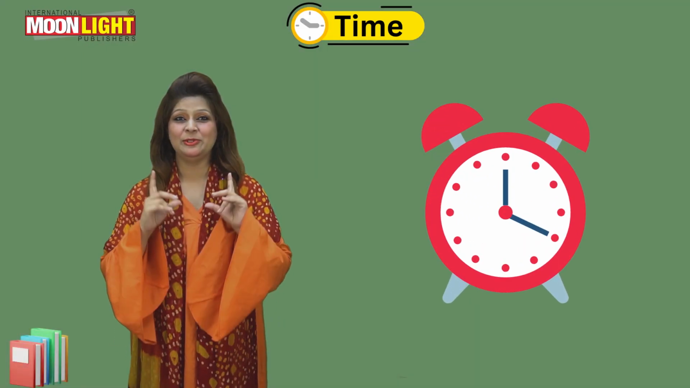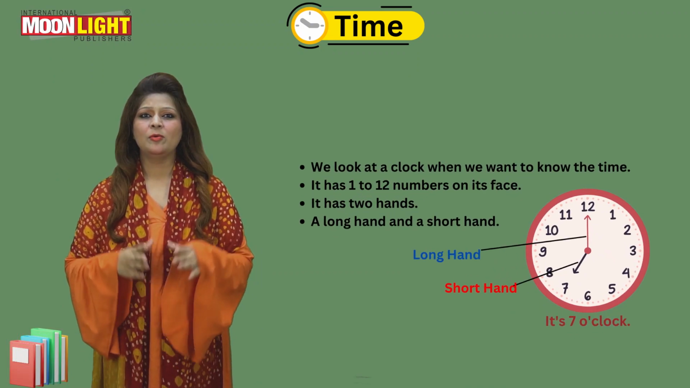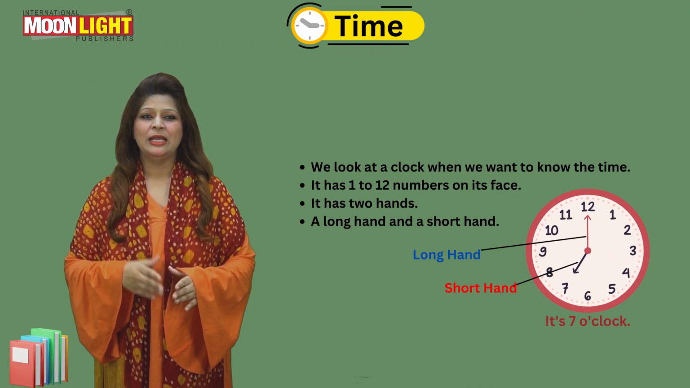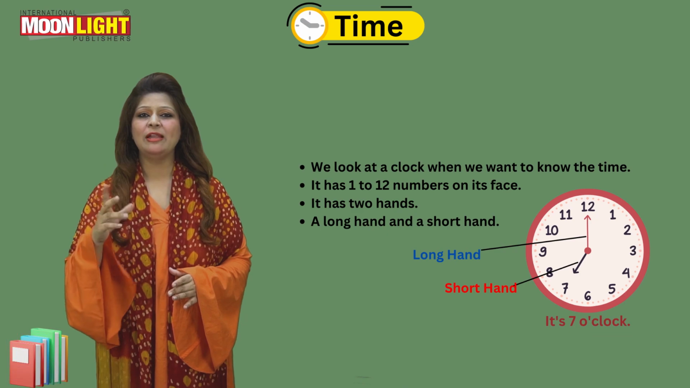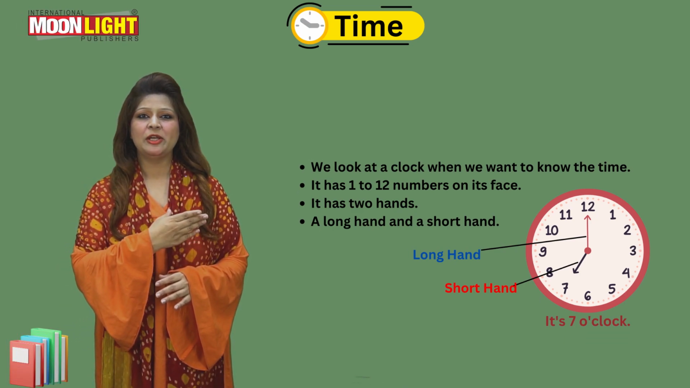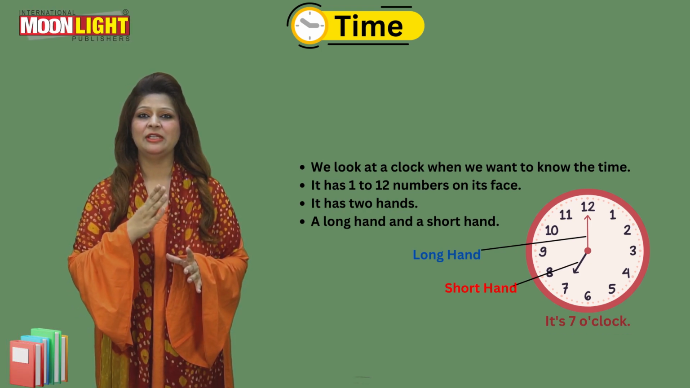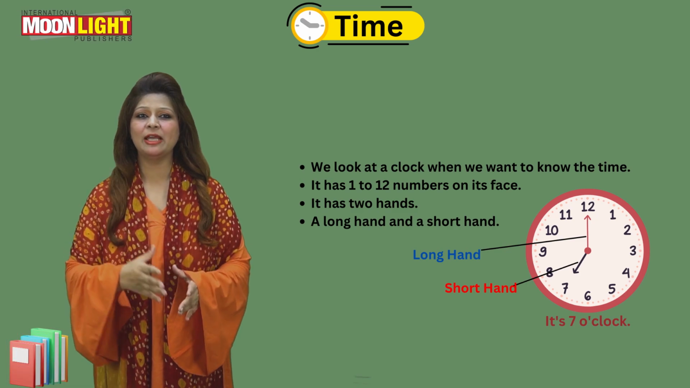Today we are going to learn time, okay? We look at a clock when we want to know the time. It has 1 to 12 numbers on its face. You can just check over here. On the face there are 1, 2, 3, 4, 5, 6, 7, 8, 9, 10, 11, 12 numbers.